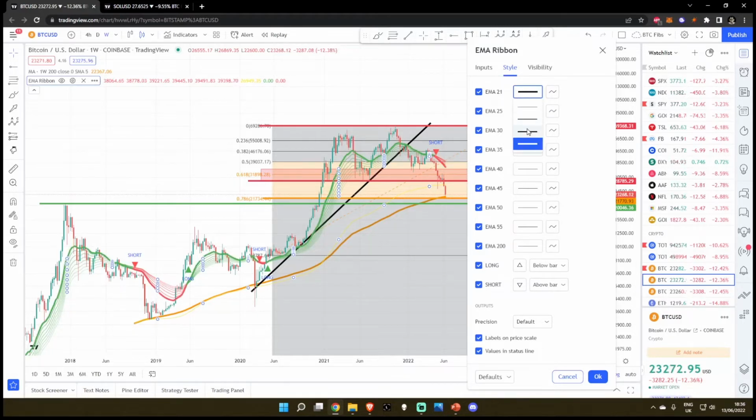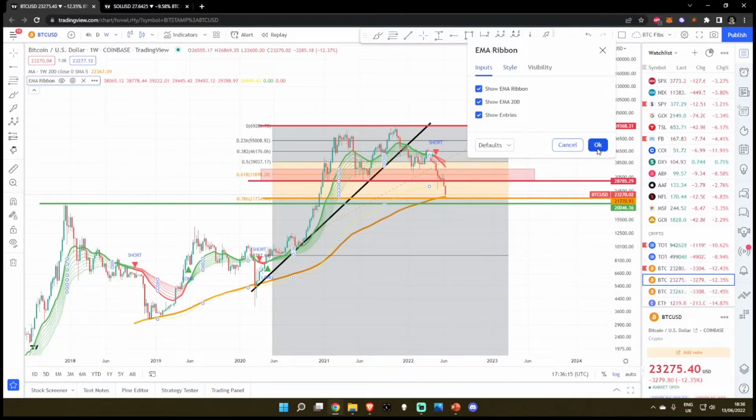I'm going to mark these with 3 times the amount of thickness as the other ones. So we're going to click on these ones right here. And as such, you can see you can also remove the 200 EMA, which is this yellow line down here, if you don't want it. I'm going to keep it as it is.